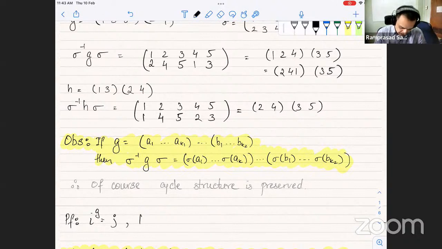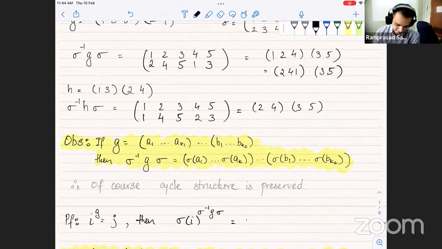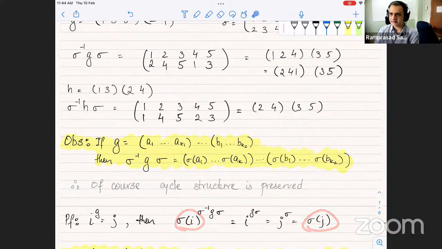So let's take sigma of I and apply the conjugate on it, which is sigma inverse G sigma. So what is this going to be? The sigma inverse will move sigma of I back to I first. So this is I power G sigma. Now we know I gets moved to J. So this is J power sigma, and J power sigma by definition is sigma of J. So what this says is whenever your old permutation was moving I to J, your new permutation is now going to move sigma of I to sigma of J. Just put that together and you get this, basically.